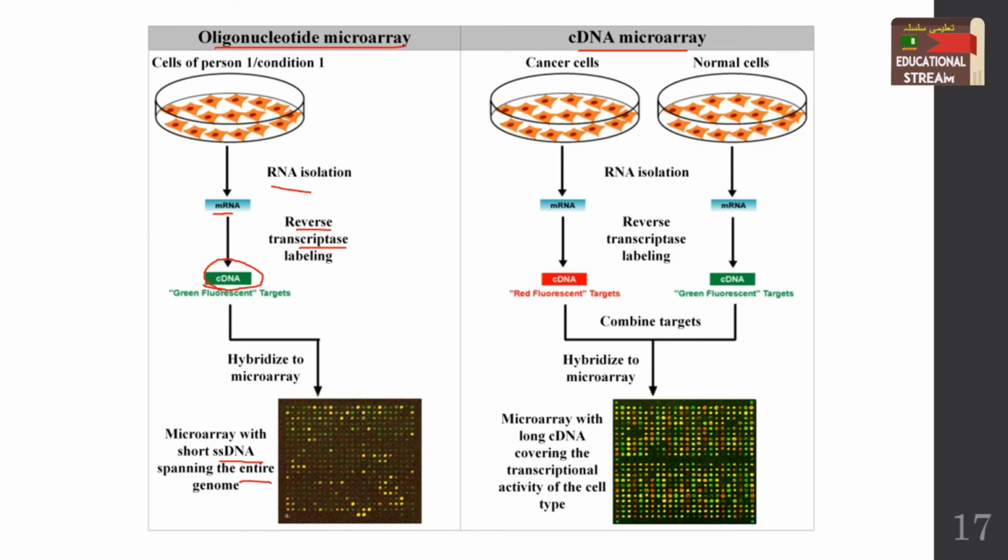In the case of cDNA microarray, we are actually doing the comparison of the normal cells and cancer cells as we have discussed before. We isolate the messenger RNA, we label the cDNA. After making the cDNA from messenger RNA, we combine them and hybridize to the microarray, and then we get different kinds of spots, and you know what is meant by each spot.